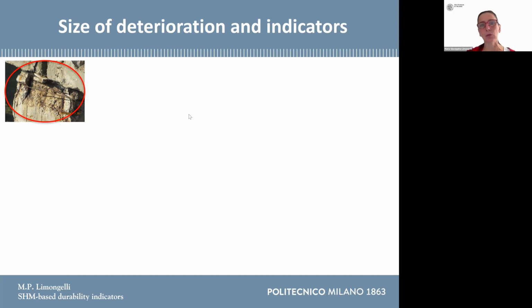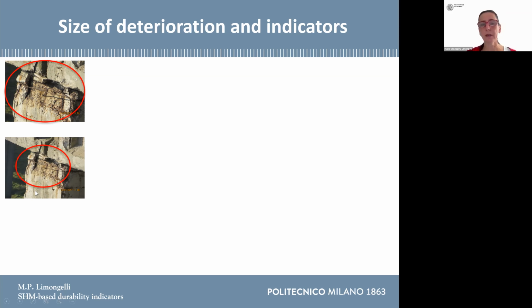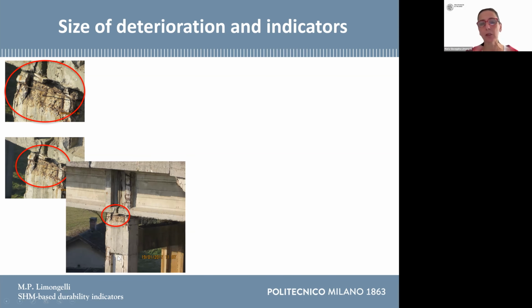Let's consider this size. So let's assume that we have an indicator that describes this phenomenon, this corrosion, this spalling, at the scale of this portion of the structure. Of course, at this scale, this phenomenon is very important. So an indicator that conveys information about this portion of the structure will be very much affected by this deterioration. But if the scale changes and we have an indicator that describes the performance of a, let's say, larger portion of the structure, this indicator will be less affected by the same deterioration. If we have an indicator that describes the performance of this entire joint, it will be less affected by this deterioration.